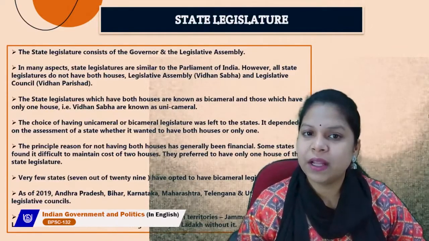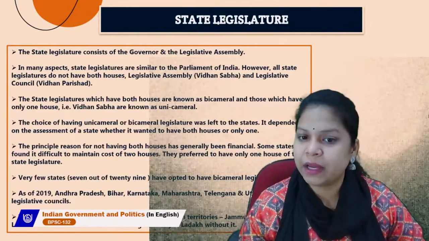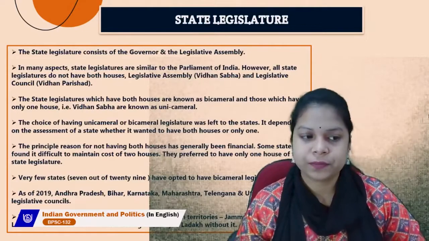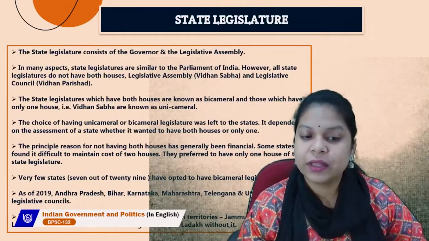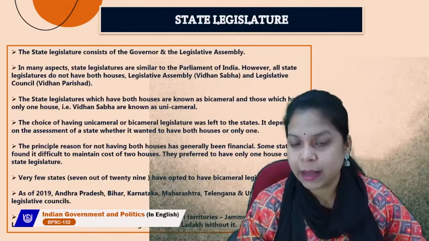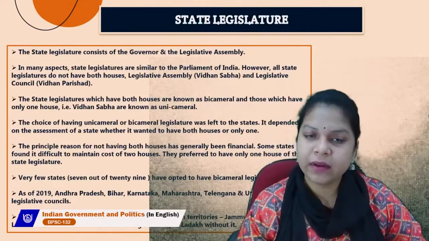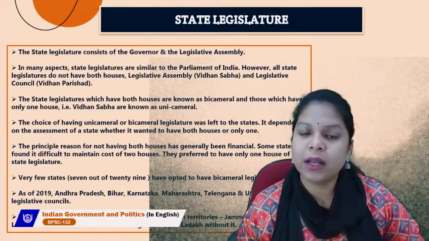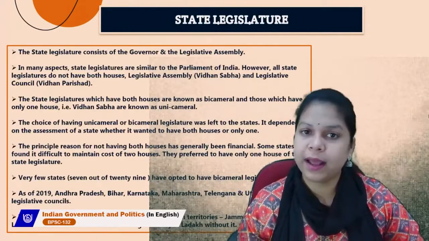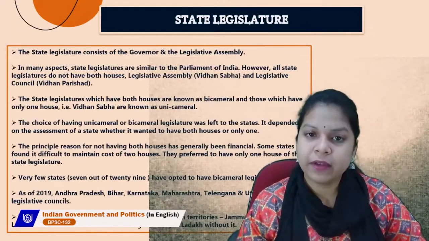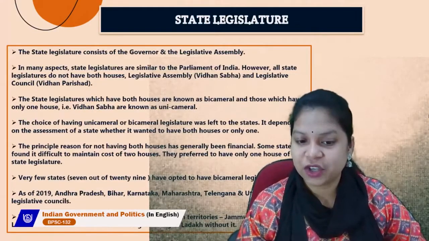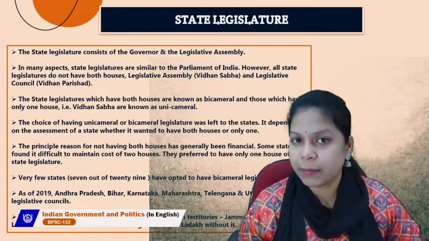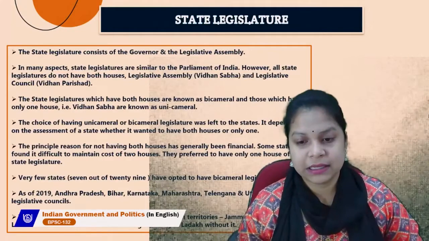So, what are the legislative assembly and council known as? The legislative assembly is known as Vidhan Sabha, and the legislative council as Vidhan Parishad. The state legislatures which have both houses are known as bicameral, and those which have only one house, that is only the Vidhan Sabha, are known as unicameral. Uni means one, bi means two. The choice of having a unicameral or bicameral legislature was left to the states. So it is the state that decides whether there will be a unicameral or bicameral legislature.